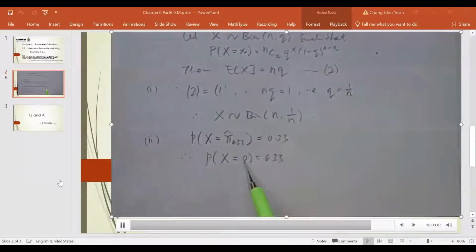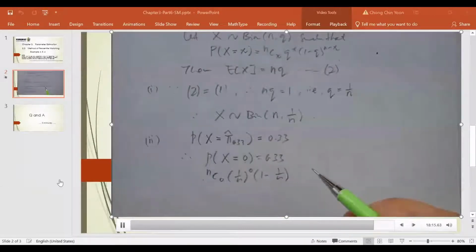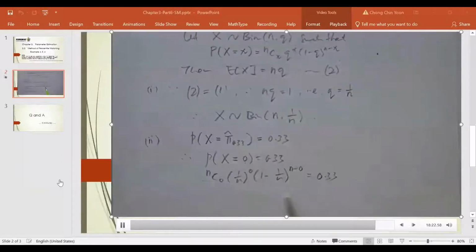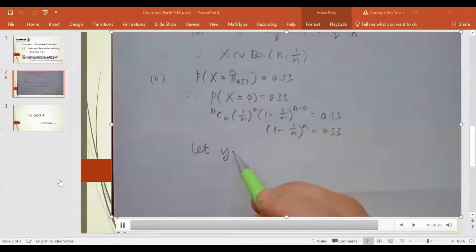So place the X value inside this PMF. We will have n choose 0, times 1 over n to the power of 0, times 1 minus 1 over n to the power of n minus 0, which equals 0.33. Simplifying this, we have 1 minus 1 over n to the power of n equals 0.33. Now let y equal this.